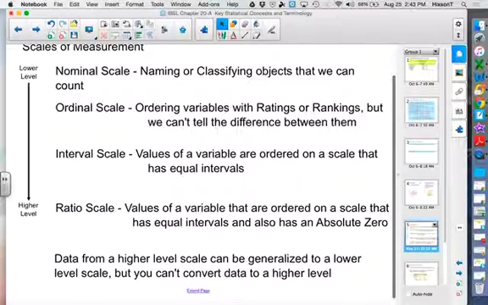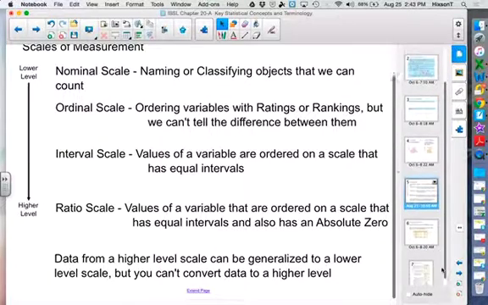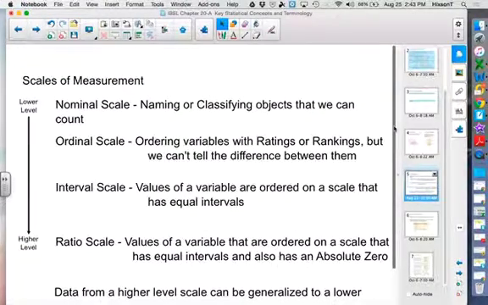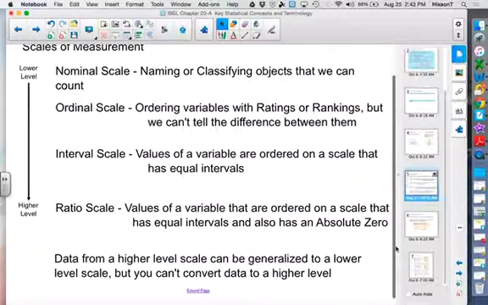What you cannot do, though, is take things from a lower level scale and try to be more specific. Okay? You know, so I couldn't put the rankings of people in a race and try to make that some kind of an interval scale. It just doesn't work. All right, so those are different scales of measurement. And again, those are worth taking note of and understanding, especially as you head into your IA here in the near future.